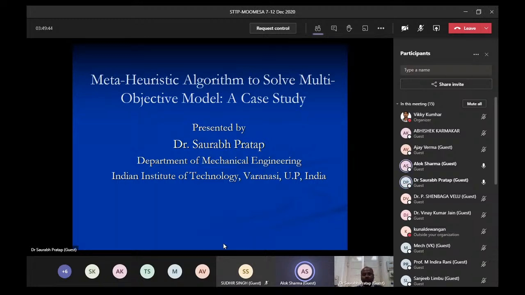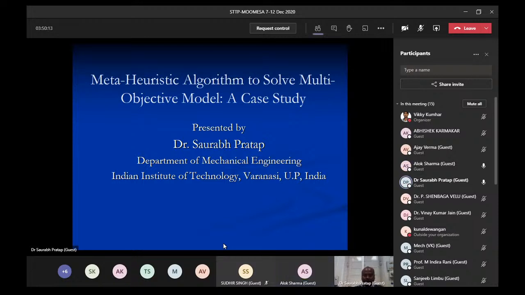So my topic is on metaheuristics. How can we use the metaheuristic algorithm to solve some multi-objective model? First of all, I will show a glimpse of how to use the metaheuristic. Actually, in this lecture, I will describe the multi-objective genetic algorithm.